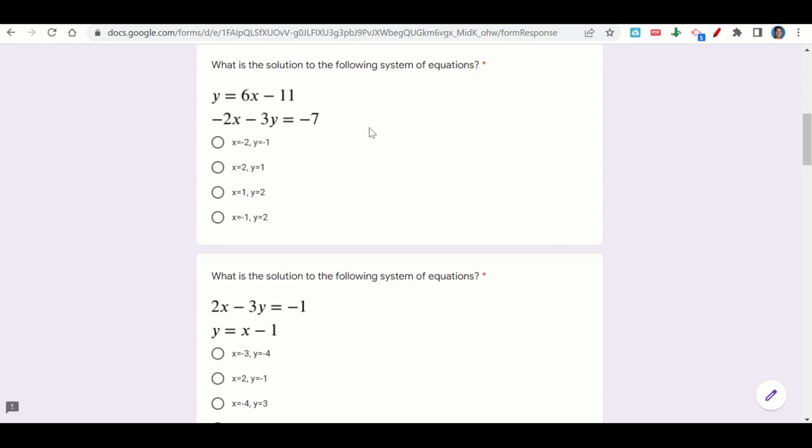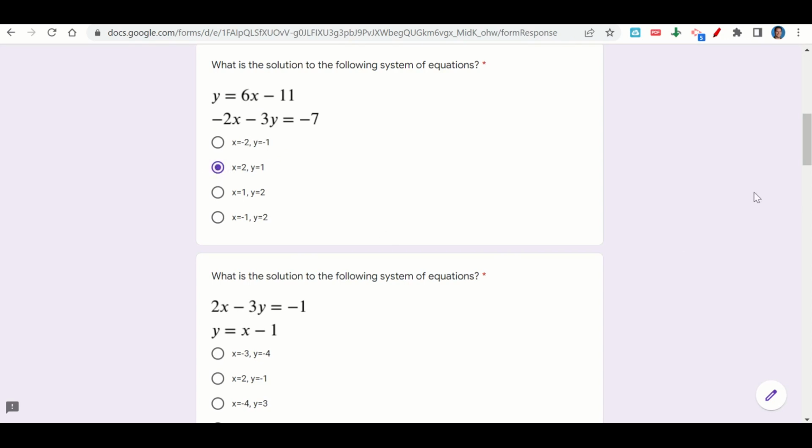The first one says y equals 6x minus 11 and negative 2x minus 3y is equal to negative 7. So what we're going to do is plug this part in for y in the second equation. So it should say negative 2x minus 3 times 6x minus 11 is equal to negative 7. And we'll solve that. And when we do that, we should recognize that x is 2 and y is 1. So it's this one here.